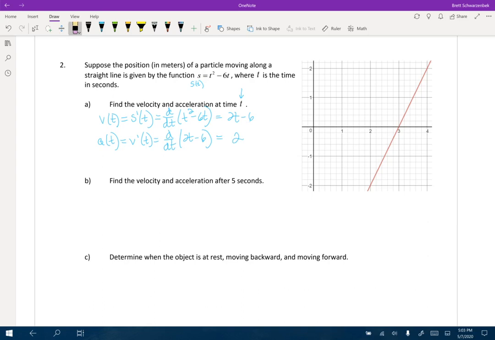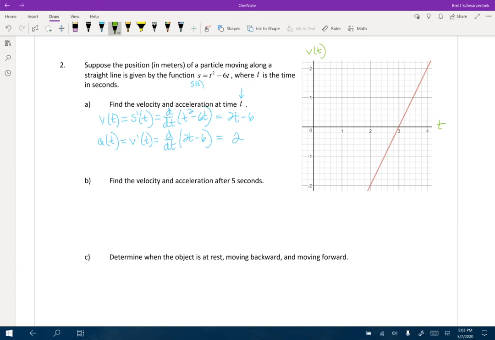So what does that mean? Our velocity function is 2t minus 6. We can find a variety of velocities by just plugging in the time in which it appears. Also note it's the graph of a line, which you see over here, v of t versus t. The acceleration, believe it or not, is constant. So this particle is moving at a constant acceleration the entire time.